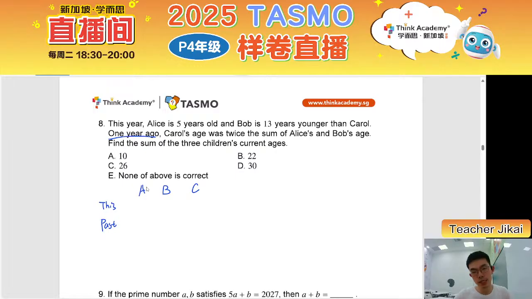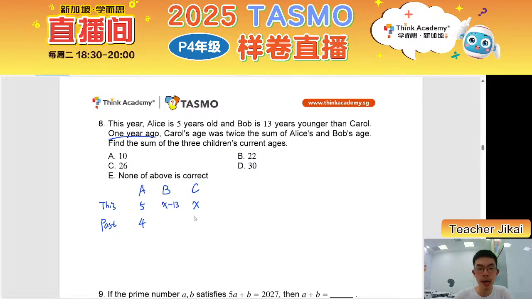So we know this year Alice is 5 years old. So 1 year ago, how old is Alice? 4 years old. And we know Bob is 13 years younger than Carlo. So we set Carlo's age as X, and Bob's age is X minus 13, since it is 13 years younger.